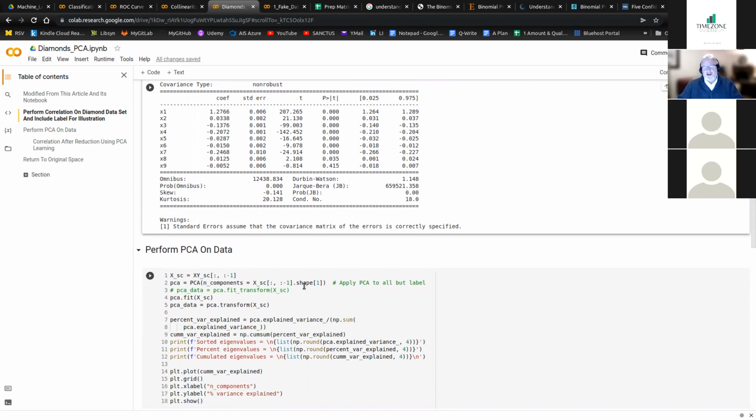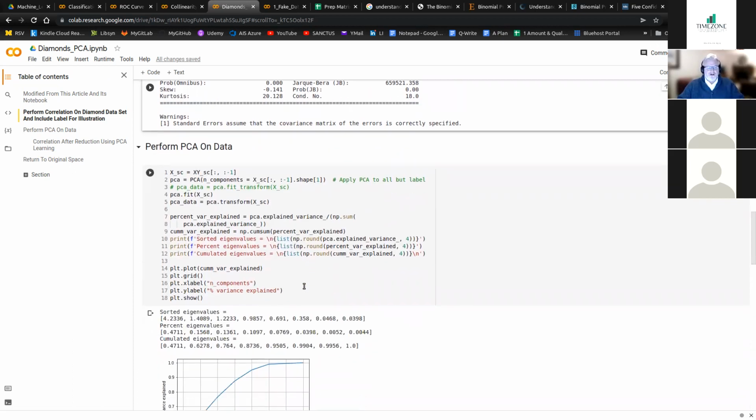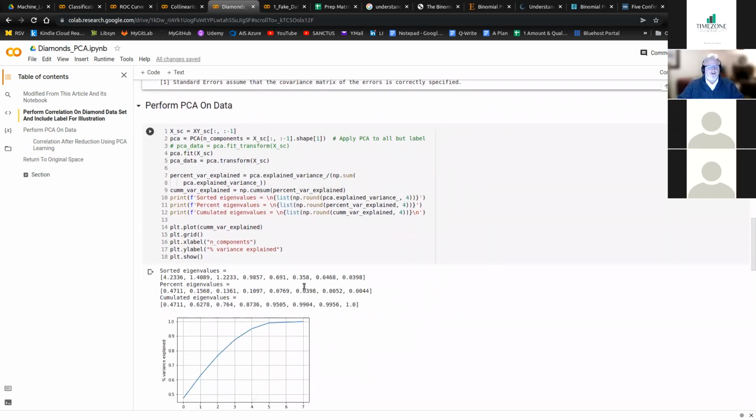So you go, and I will make sure that this notebook is in our shared directory if it's not there now. So how do we perform PCA on this data frame? Well, we still take our scaled data, but look at what I'm doing here.